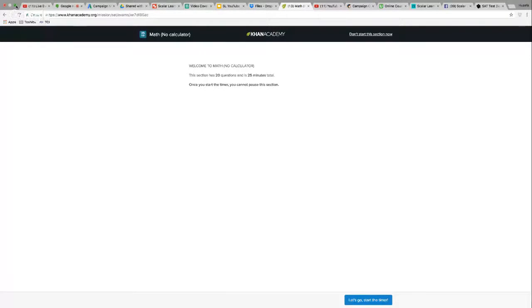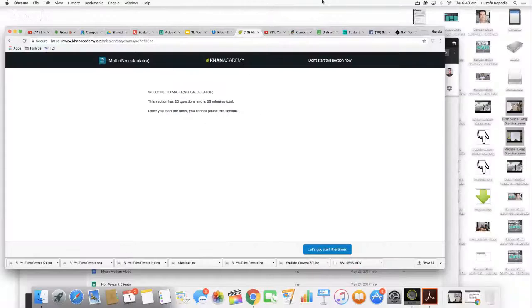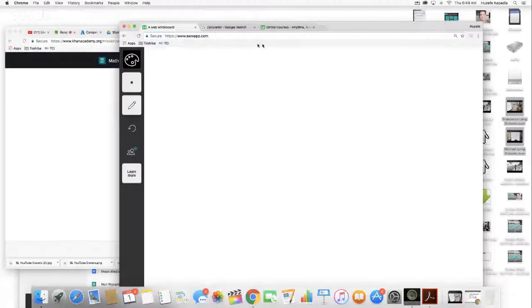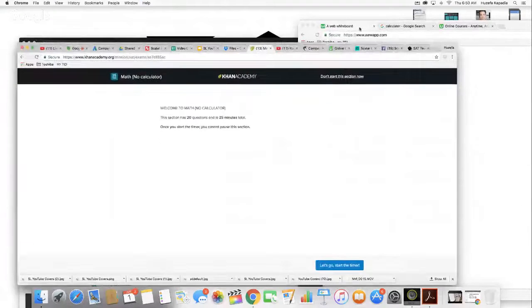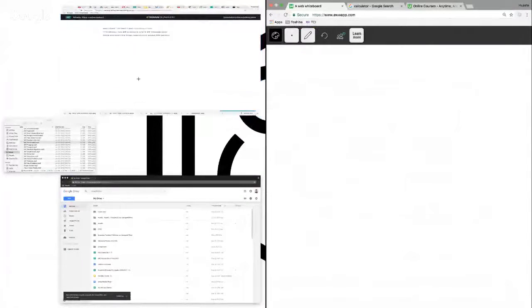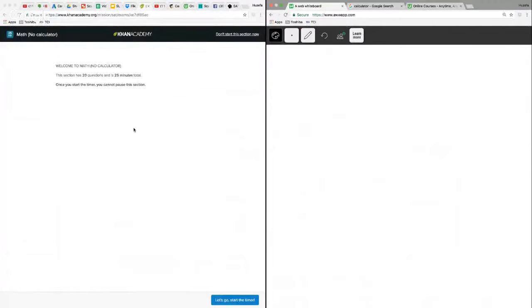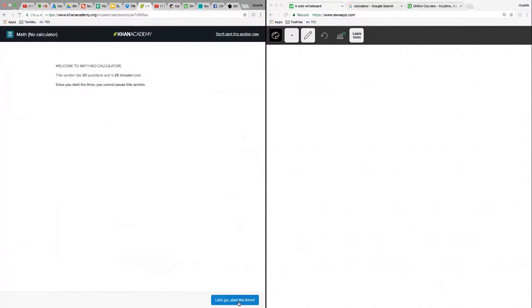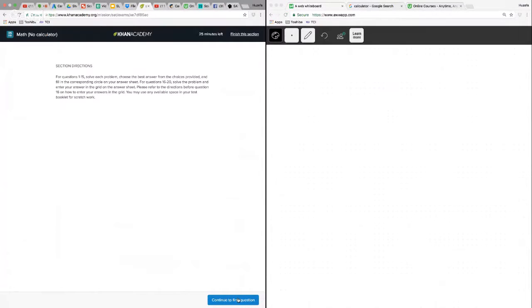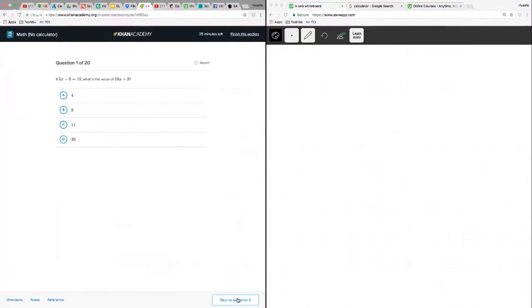Here is the math section. We got to do a little special setup here. We're going to have to move this over and set it up like this. It's a really fun trick. Now I have my scratch paper on my right side, the problems on the left. Let's do it. We have 25 minutes, and that's just enough time for me to finish and then get to school. All right, without further ado, let's begin.